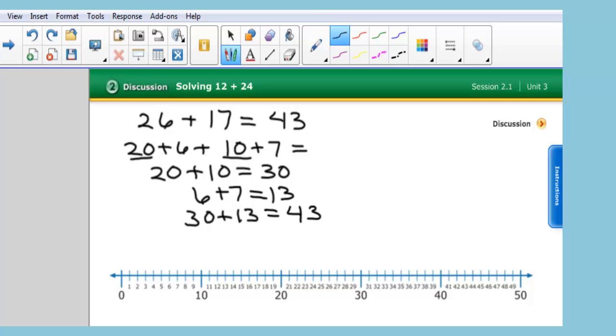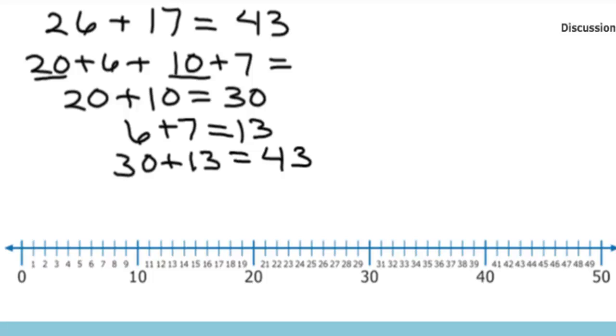Another strategy for solving the same problem is to use a number line. This number line already has numbers written on it, but if it didn't, I could create my own, starting with 26. That's how many baseball cards Jake has at the beginning of the story. He gets 17 more. So I need to add on from 26, 17.